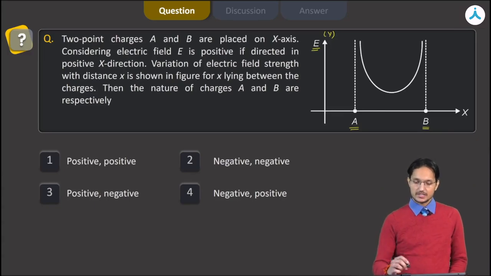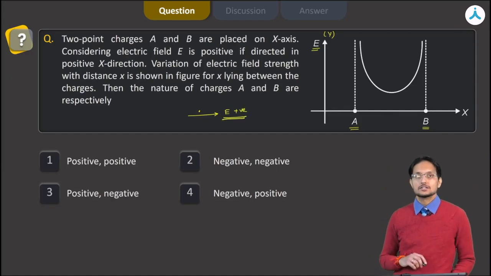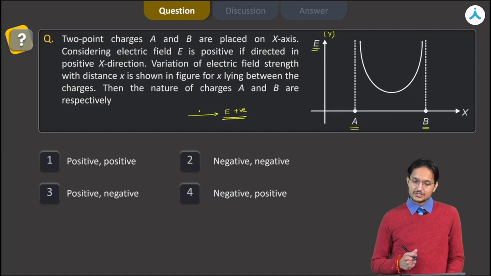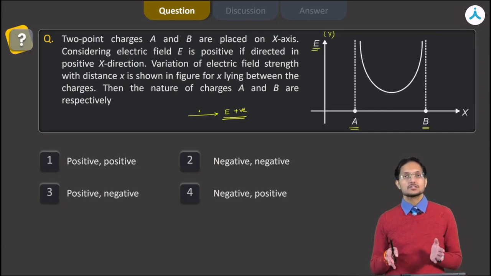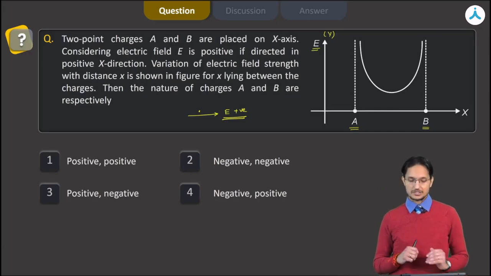So what this question is saying is that at a particular point, if the electric field is directed towards right, we will call that a positive E. Alright, so this is the convention that the question is declaring. Variation of electric field strength with distance x is shown in figure for x lying between the charges. Alright, so we are given the variation of the electric field for the region which is between the two charges. Then the nature of charges A and B are respectively.